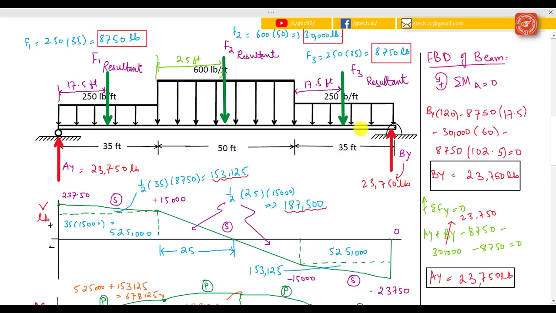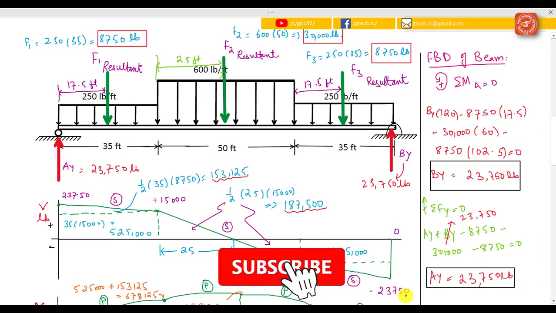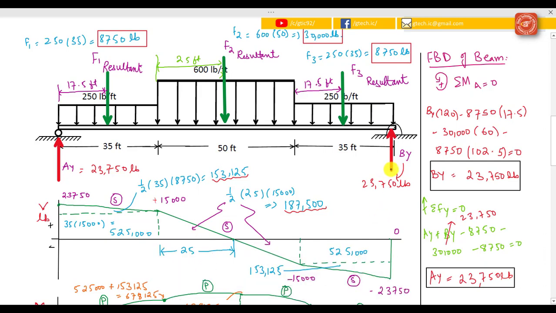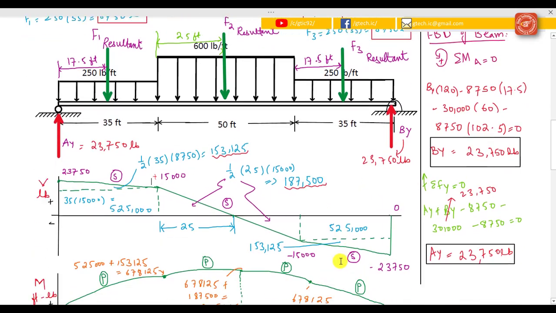Then move to the third component, that is 8,750 pounds. Again, simply subtract this component from this force: minus 15,000 minus 8,750 pounds would become minus 23,750 pounds, and then add this reaction force and it would become 0. So after drawing the shear force diagram, move to the bending moment diagram.